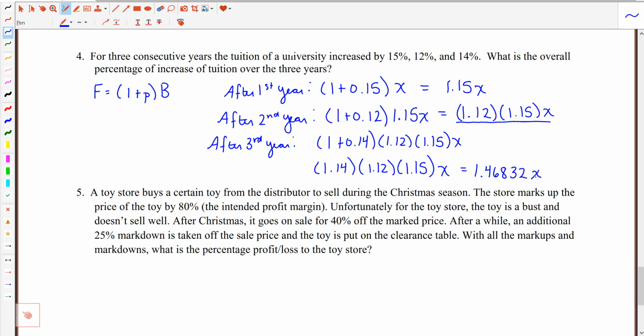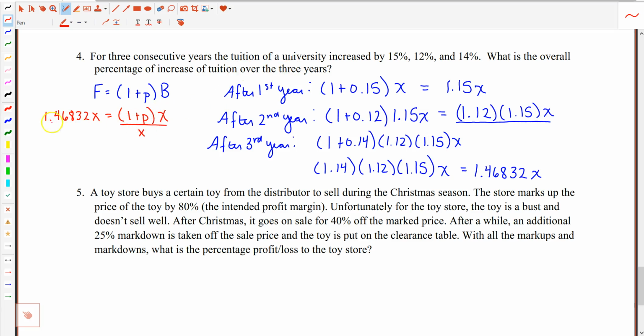Okay, so here's how all this relates to each other. If I use this inside of my initial formula, I just figured out the final amount after these 3 consecutive increases is this: 1.46832, and then x, is equal to some percentage of change with respect to the starting amount. The starting amount for what the tuition started at before all this changed is what we call x.